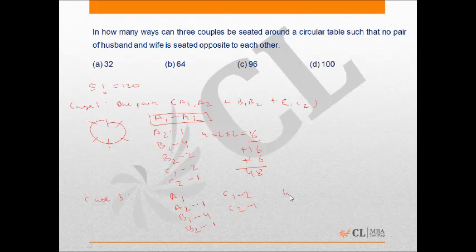So in all, there are a total of 4 into 2, that is 8 ways in which these three couples can sit opposite to each other. So there are a total of 120 minus 48 minus 8, that is 64 ways in which no pair of husband and wife are sitting opposite to each other. Hence the answer is option B.